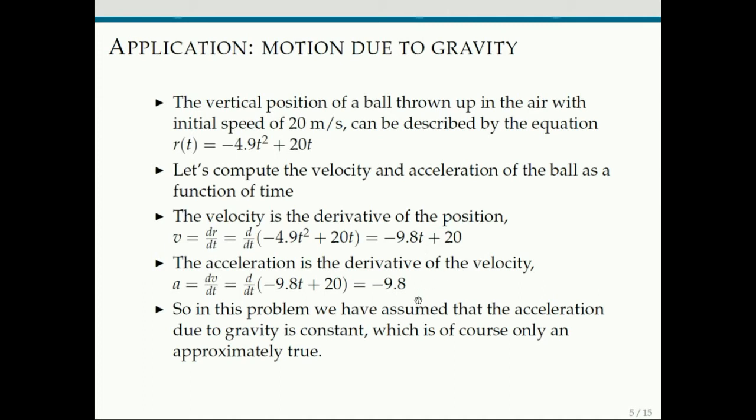The acceleration is the derivative of the velocity. So a is dv by dt, so we must take d by dt of this expression. And again, if we use our rules, we end up with minus 9.8 meters per second squared. So in this problem, we have assumed that acceleration due to gravity is a constant, which is, of course, only an approximation, as you can remember from the second problem set. But it is very useful when you're close to the surface of the Earth.